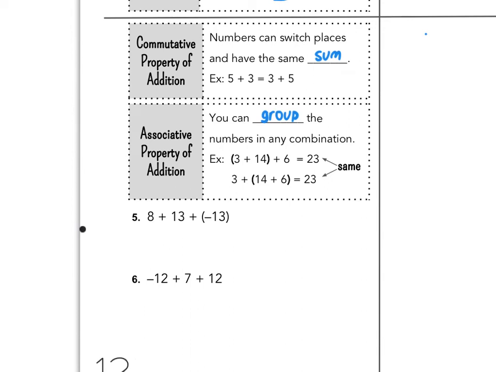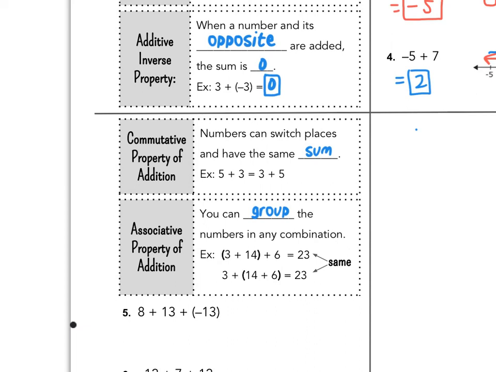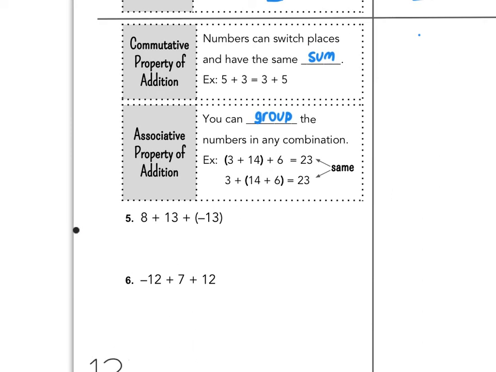Okay, so now we're going to use those properties, and also we're going to use the additive inverse property, which we talked about at the very beginning, and that one is when a number and its opposite are added, the sum is 0. Okay, we're going to use those properties to help us solve these problems. So for number 5, it says 8 plus 13 plus -13. So some of you might notice that right away, look what we have. We have 13 plus -13, they're opposites. Okay, because they're opposites, that means they're going to equal 0 according to the additive inverse property.